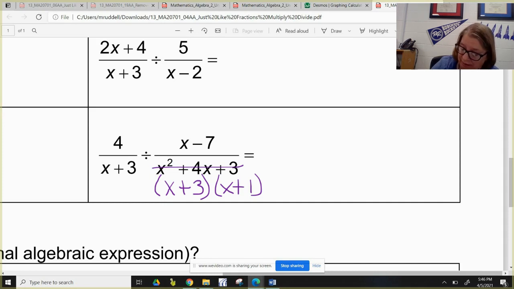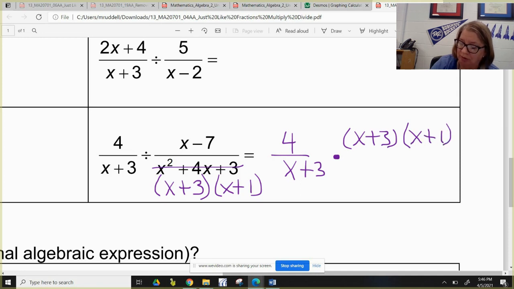Because you're talented like that. So we have 4 over x plus 3 times, up here we have x plus 3 times x plus 1. Remember, because we're multiplying by the reciprocal. On the bottom we got 4. What happens here to x plus 3? The x plus 3's cancel. Can the 4's cancel?